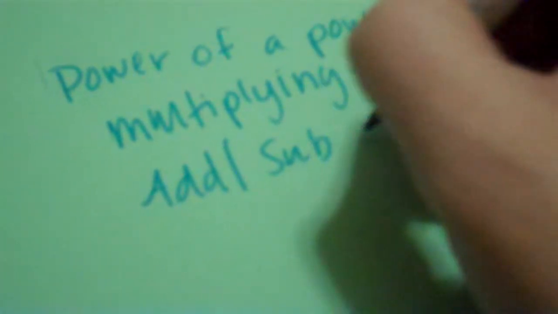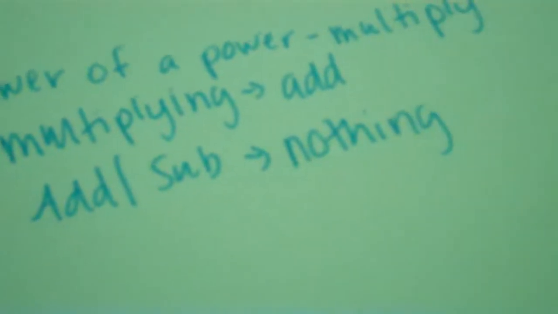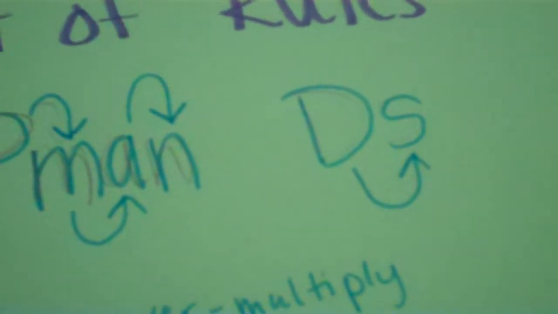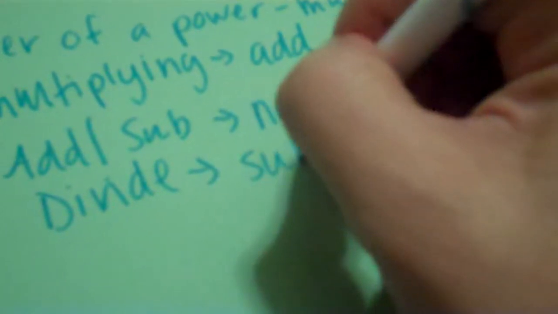And when we add or subtract, we do nothing to the exponents. So when we add or subtract, we do nothing with the exponent. Okay? And then when we divide, we subtract our exponents. So when we divide, we subtract our exponents.